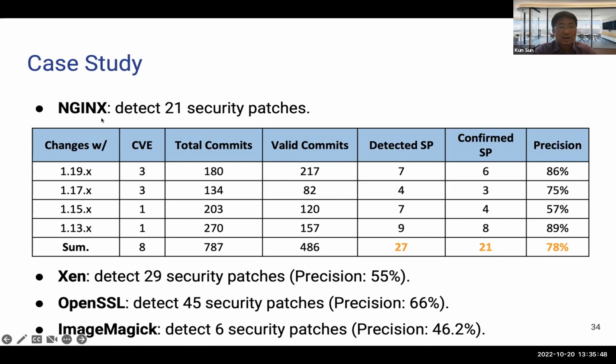And we also try our tools on other software like Xen, OpenSSL, and ImageMagick. And we can also successfully detect a number of security patches that have not been reported to the CVE.